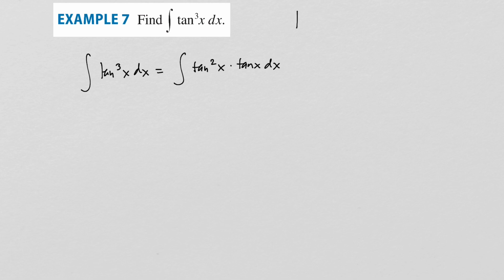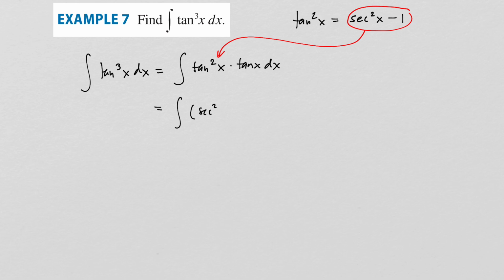And then from there, we're going to remember that tangent squared of x is the same as secant squared of x minus 1. And I'm going to plug this in for tangent squared. So this becomes the integral of secant squared of x minus 1 times tangent of x times dx. Okay, so maybe now it doesn't seem like we've gotten anywhere, because if you try a u substitution at this point, it's not really going to work out well for you.